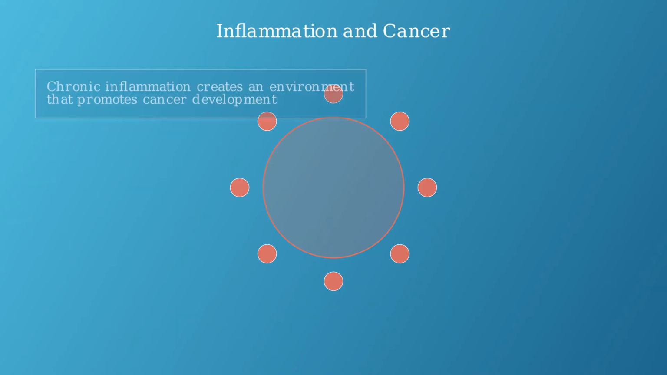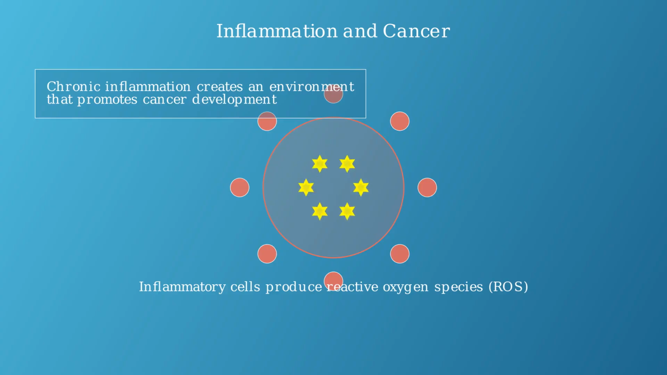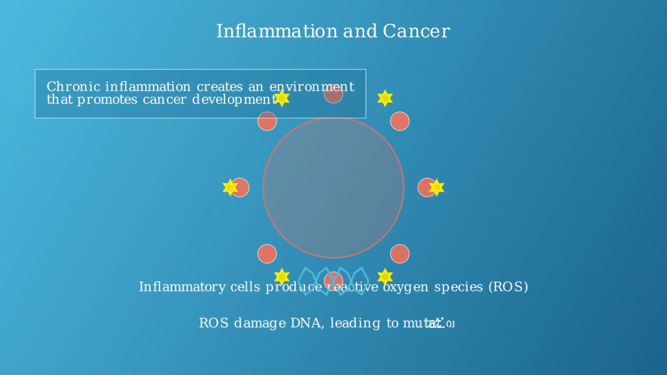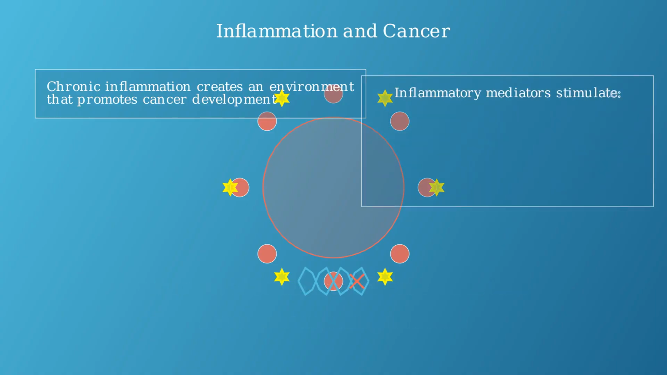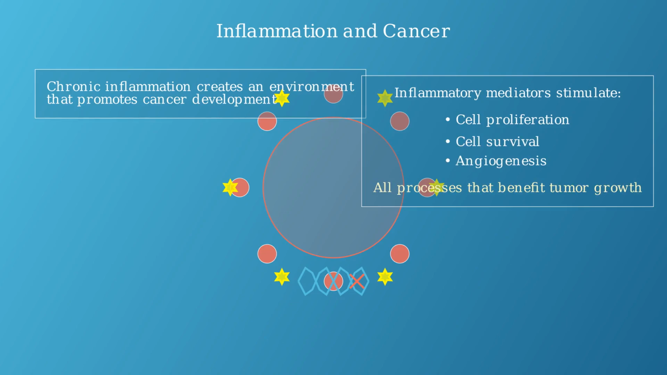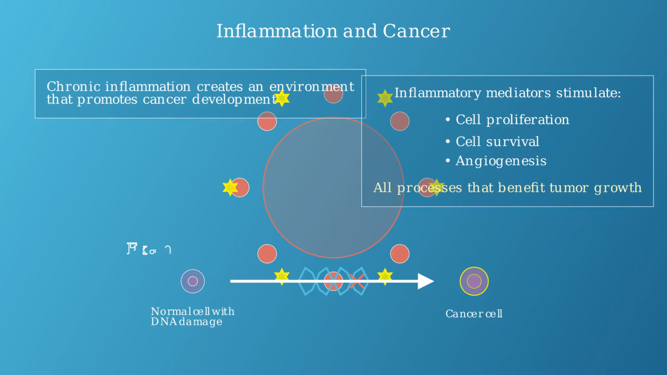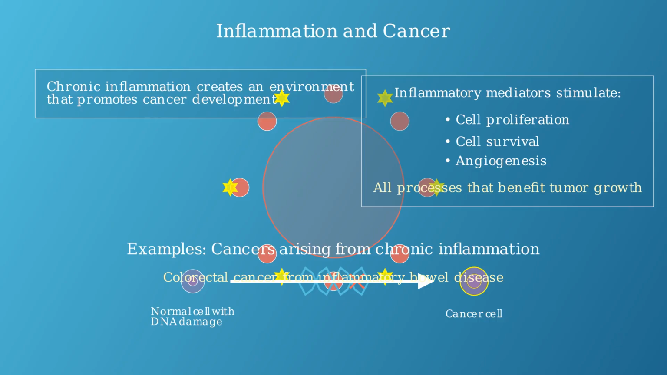Chronic inflammation creates an environment that promotes cancer development and progression. Inflammatory cells produce reactive oxygen species, known as ROS, that can damage DNA. Inflammatory mediators stimulate cell proliferation, survival, and angiogenesis, all processes that benefit tumor growth. Many cancers arise from sites of chronic inflammation. A notable example is colorectal cancer developing from inflammatory bowel disease.